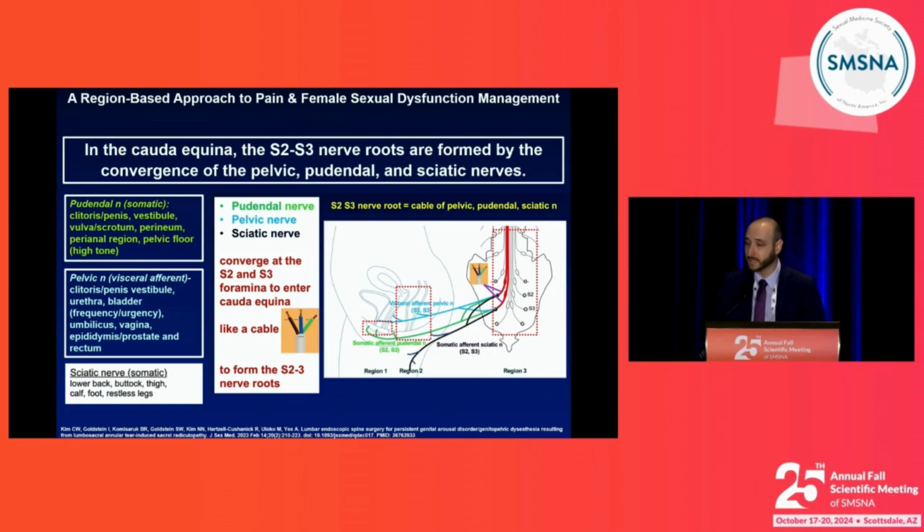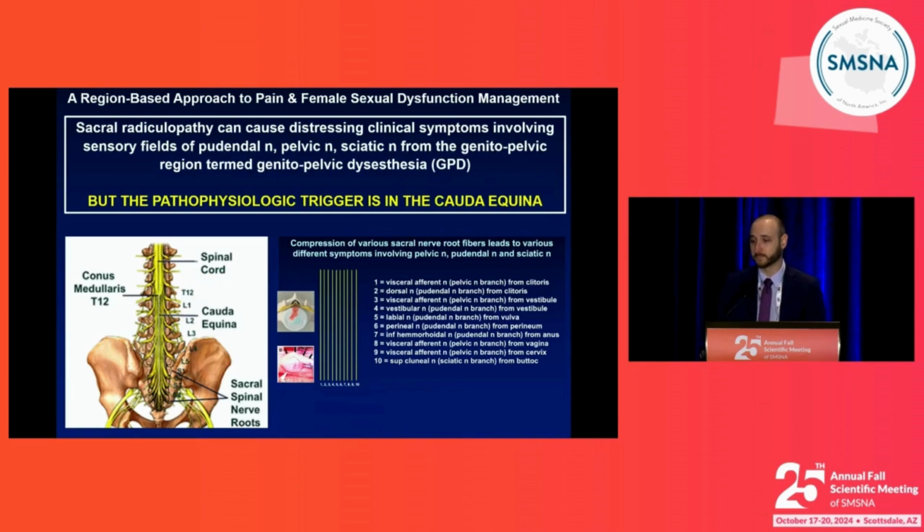But what's really key is that they all converge at the S2 and S3 foramina to enter the cauda equina like a cable, forming the S2 and S3 nerve root. So irritation of that nerve root, also known as sacral radiculopathy, can cause clinical symptoms involving the sensory fields, in other words, in the genital pelvic region. And this is what we call a genital pelvic dysesthesia. In this example, the pathologic trigger is in the back. It's in the cauda equina, even though the symptoms are in the genitals.